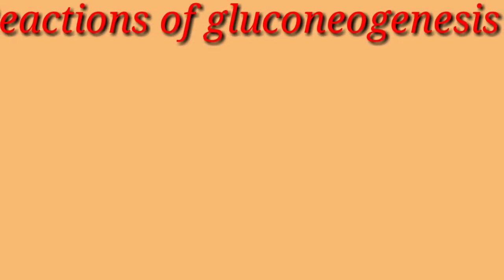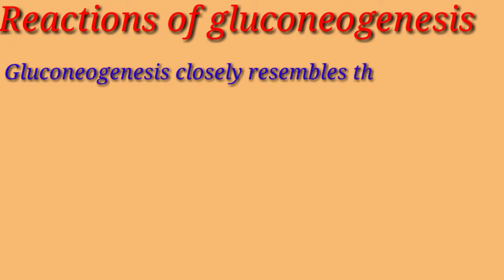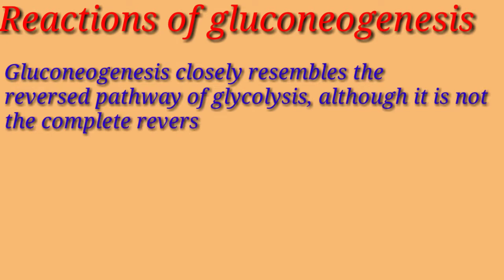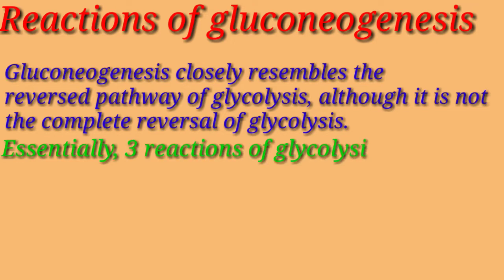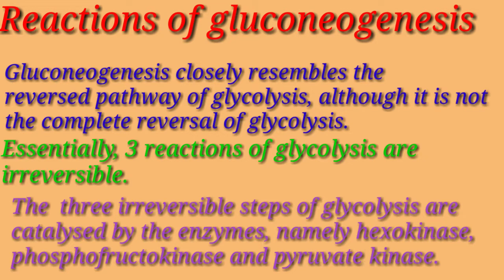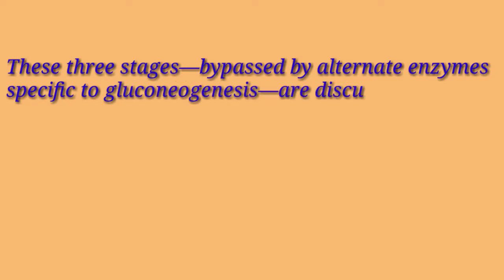Next is the reactions of gluconeogenesis. Gluconeogenesis closely resembles the reversed pathway of glycolysis, although it is not the complete reversal of glycolysis. Essentially, three reactions of glycolysis are irreversible, and these three reactions are catalyzed by the enzymes hexokinase, phosphofructokinase, and pyruvate kinase. These three stages are bypassed by alternate enzymes specific to gluconeogenesis, which are discussed.